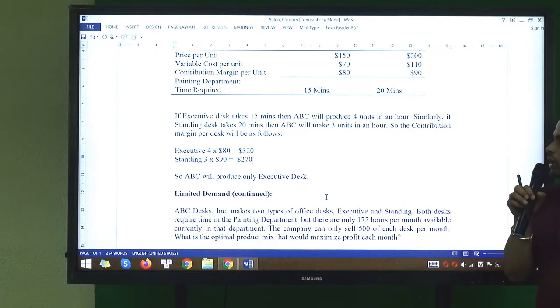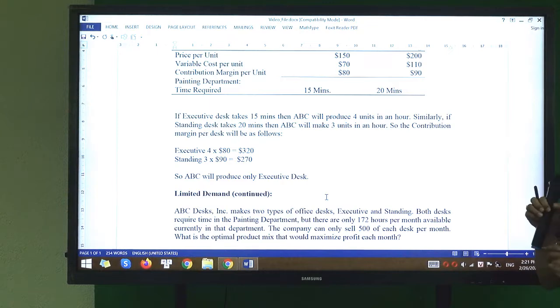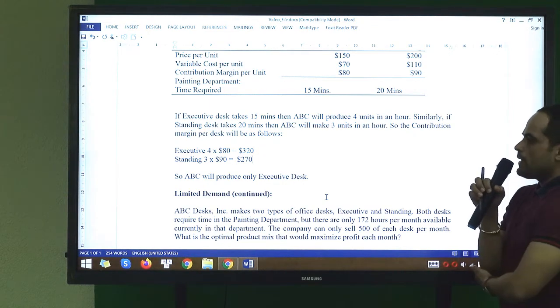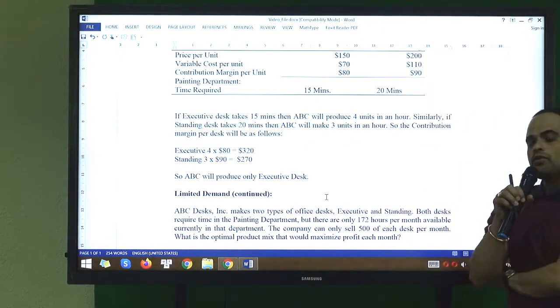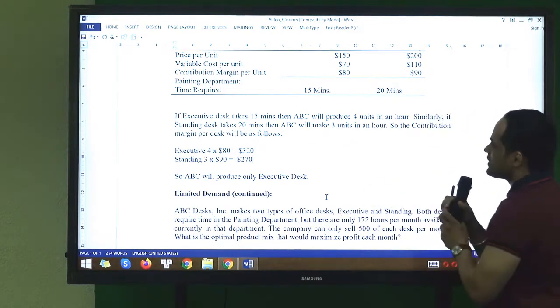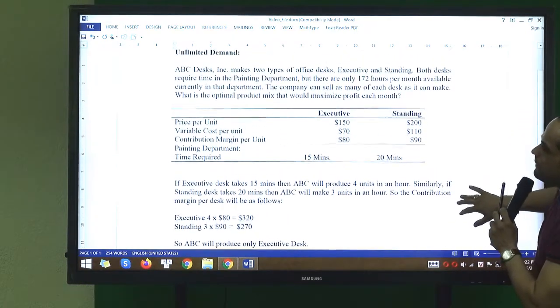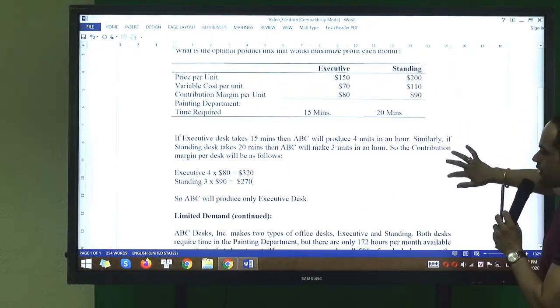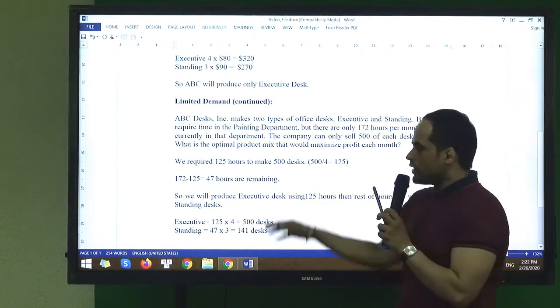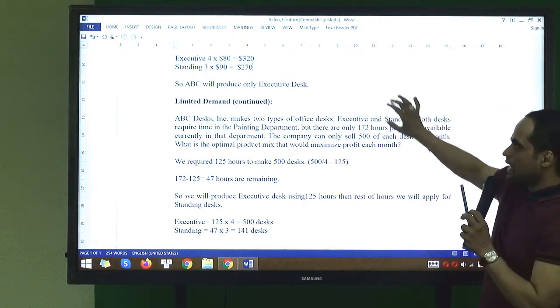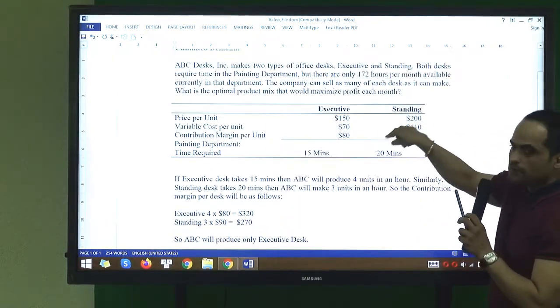Alright? So that's the decision we have to make by looking at the contribution margin using the limiting factor. Next example is about the same information, same numbers, but that was about unlimited demand. So now here is limited demand. Keep in mind, this information is the same.